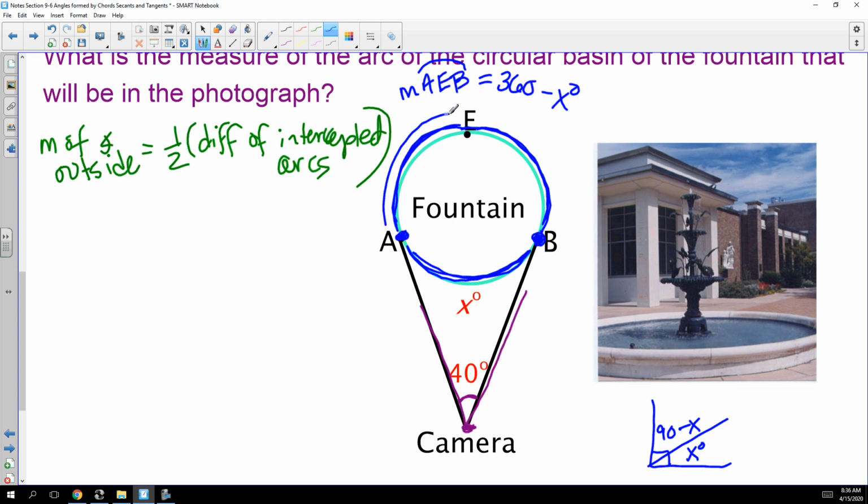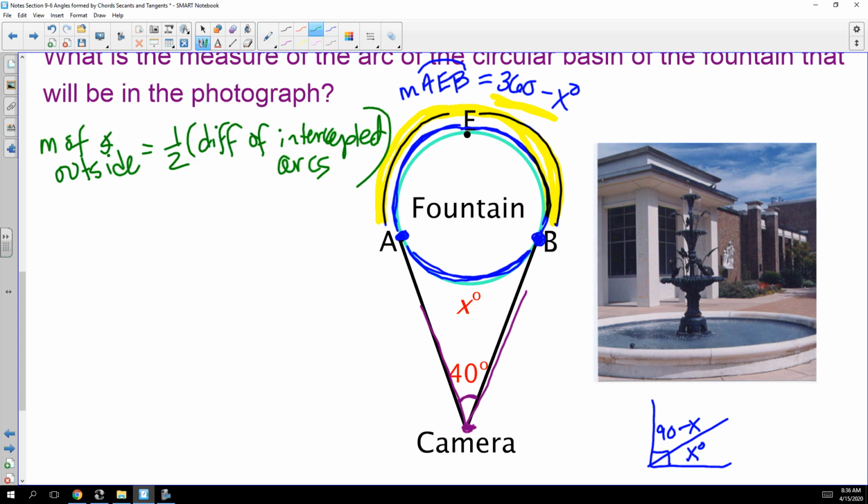This whole entire arc is 360 minus x, and it's kind of a good idea to think about where that's coming from. If we knew the minor arc and we were looking for this major arc, we would just subtract it from 360 degrees. So now we have everything we need to set up this problem to solve for what we want.